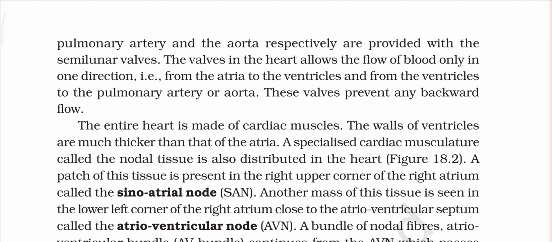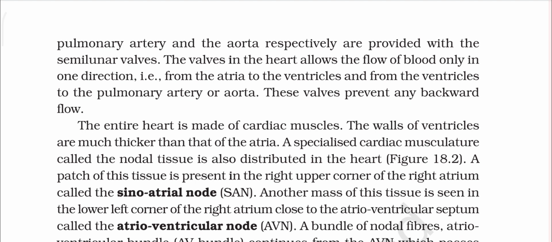The valves in the heart allow the flow of blood only in one direction, from the atria to the ventricles and from the ventricles to the pulmonary artery or aorta. These valves prevent any backward flow. The entire heart is made of cardiac muscles. The walls of the ventricles are much thicker than that of the atria.